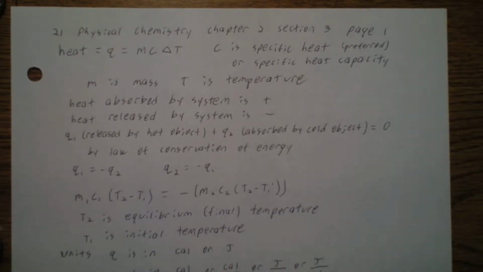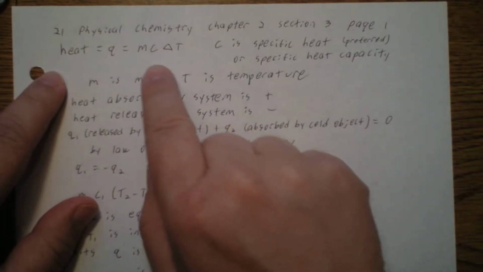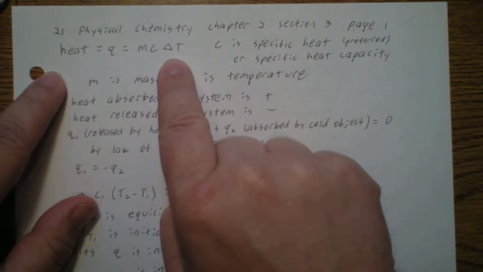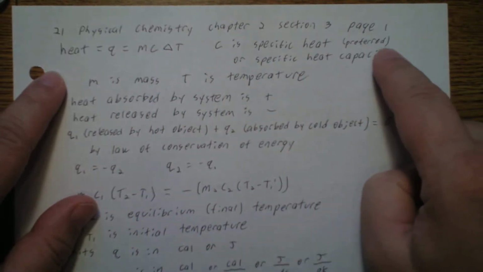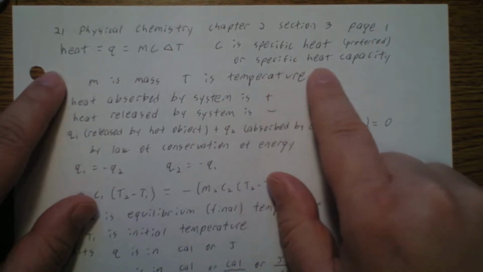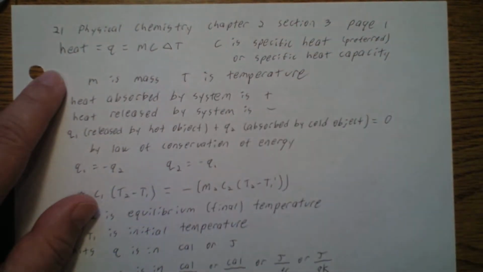Continuing on physical chemistry, chapter 2, we're beginning section 3 now. Now heat, the symbol for heat is Q, and it's going to be mcΔT. Now m is mass, c in this case is specific heat. That's what we should call it, or we can call it specific heat capacity. And then of course Δ means change and capital T is temperature.